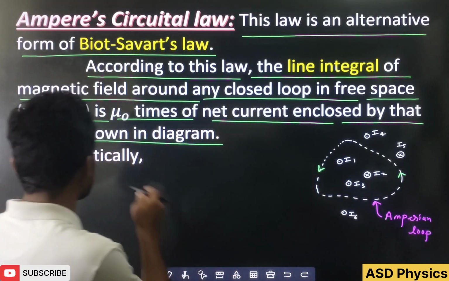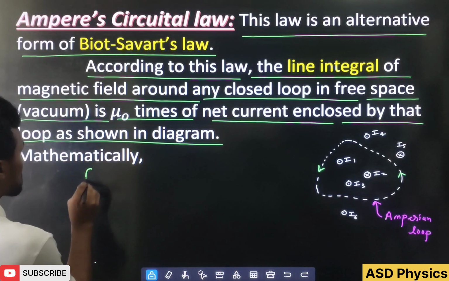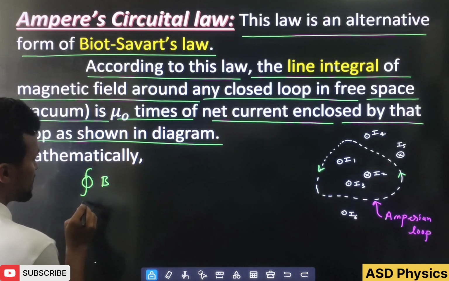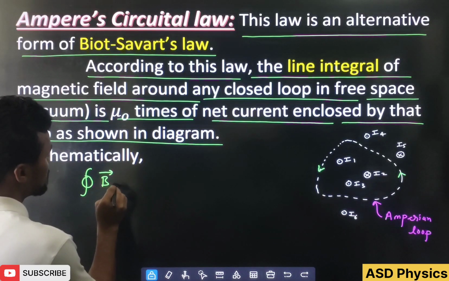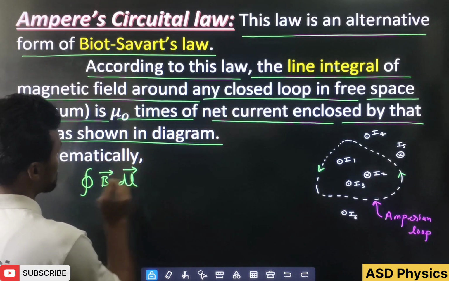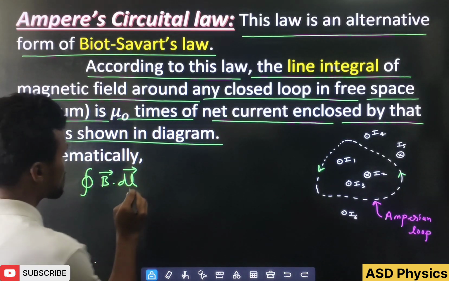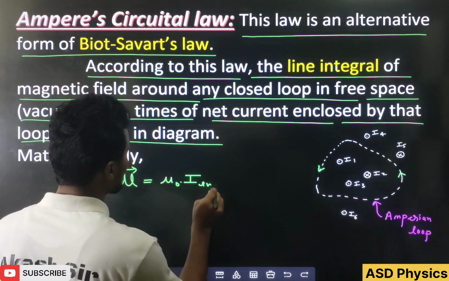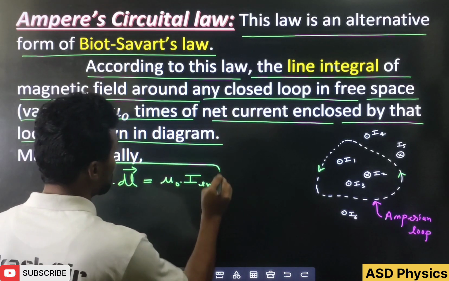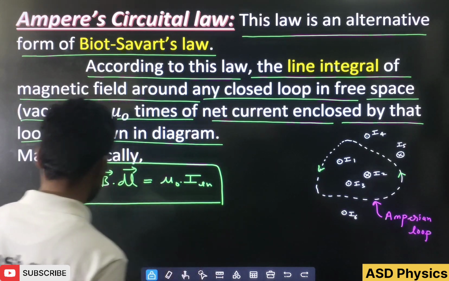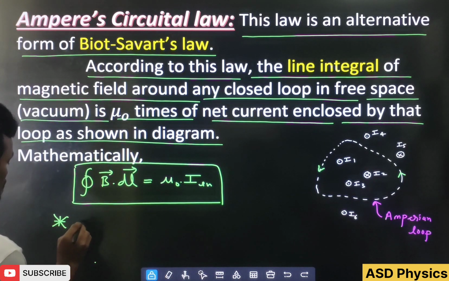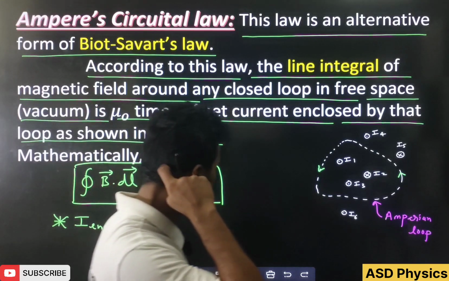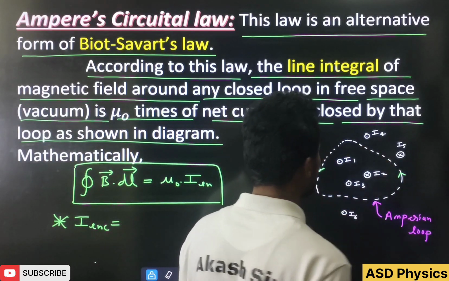So for example, here I have taken anti-clockwise. Mathematically, we can write the Ampere Circuital law as the closed line integral of B dot dl is equal to mu naught into I enclosed. Now this is what I was telling you, how to take this enclosed current. You can see very well, the Amperian loop I have taken is anti-clockwise.